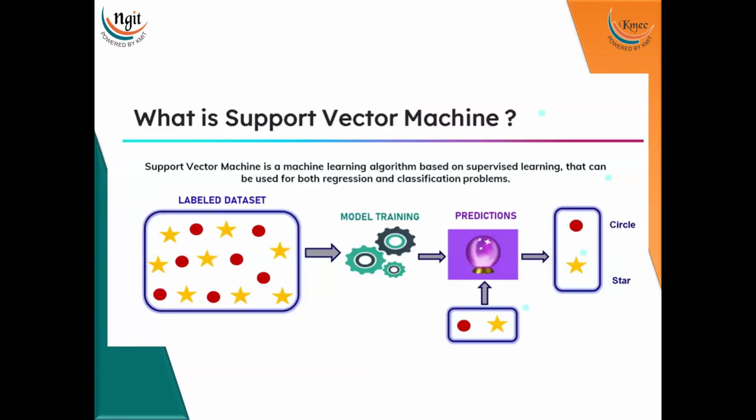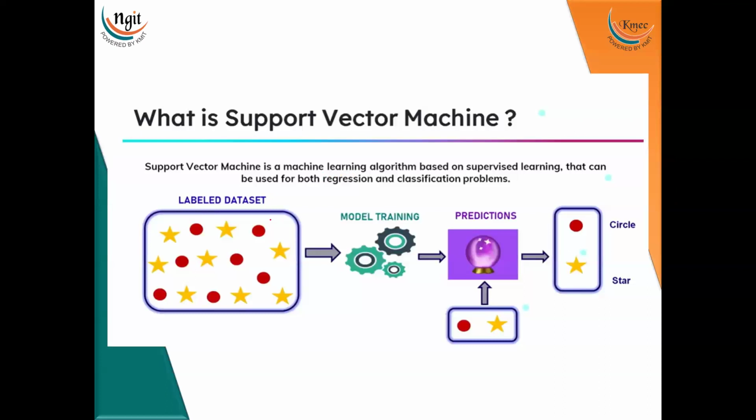It's nothing but support vector machine. So, what is this support vector machine? Support vector machine, or simply we can call it SVM, is a machine learning algorithm based on supervised learning that can be used for both regression and classification problems, but mainly SVM is used for classification problems.